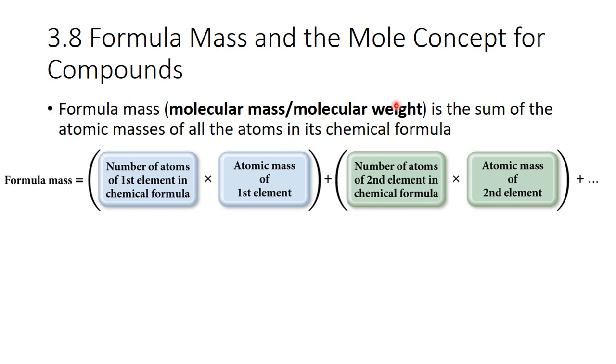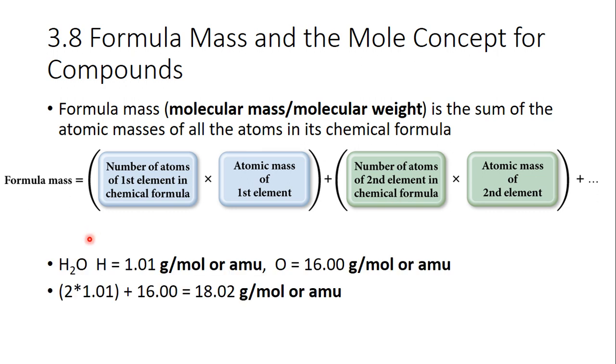And what you do is that you simply add up the atomic mass of all the atoms in the chemical formula. So the formula mass is the number of atoms in the first element times the atomic mass of that first element, plus the number of atoms in the second element times the atomic mass of that second element. And you keep doing that for every type of atom in your compound.